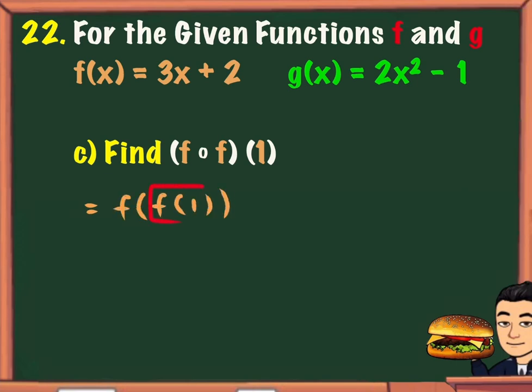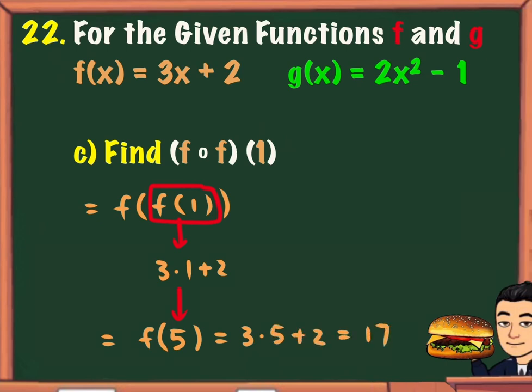So letter C, we're going to have to find f of f of 1. So let's focus on f of 1. This is equal to 3 times 1 plus 2, and that equals 5. So f of 5 is equal to 3 times 5 plus 2, and that equals 17.